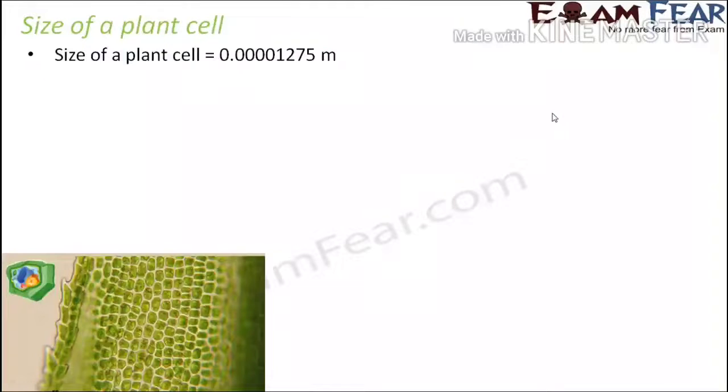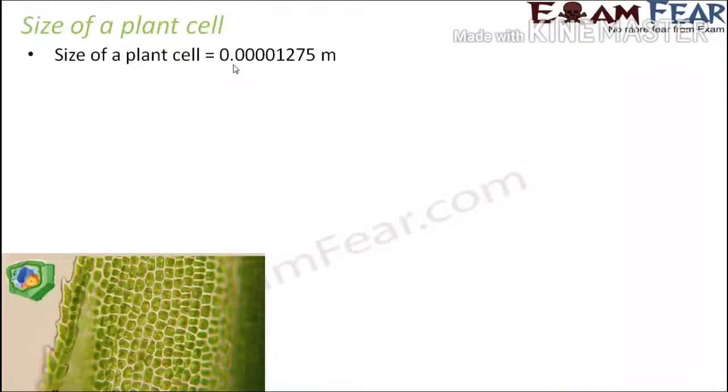Let's take another example where we are trying to find something which is very small. For example, the size of a plant cell. Now, as we all know, all living organisms are made up of cells. Cells are the building blocks of living organisms. So when you look at a plant cell, which is extremely microscopic, its size is around 0.00001275 meters. So how can we represent this in standard form?